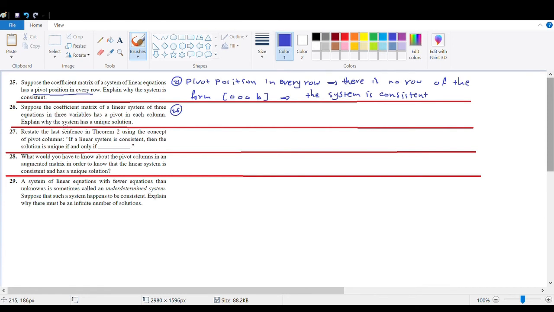Explain why the system has a unique solution. So if the system has a pivot in every column, that means there is no free variable, so the solution should be unique. So we can write here: all columns are pivot. That means there is no free variable. That means the solution is unique.